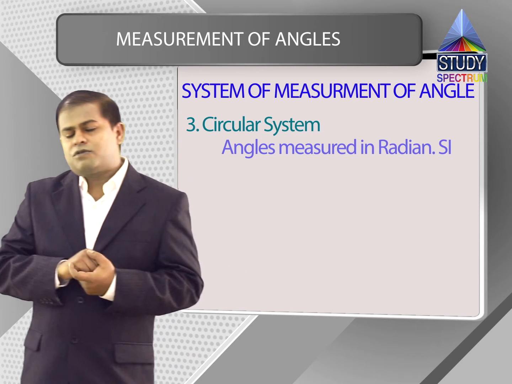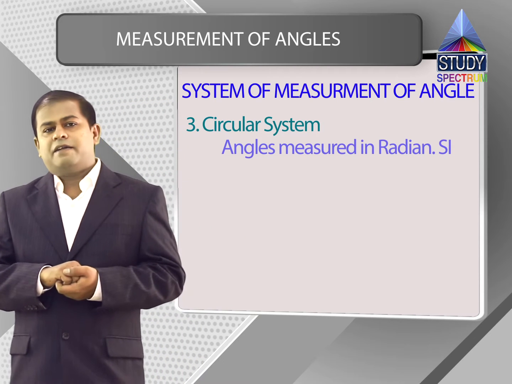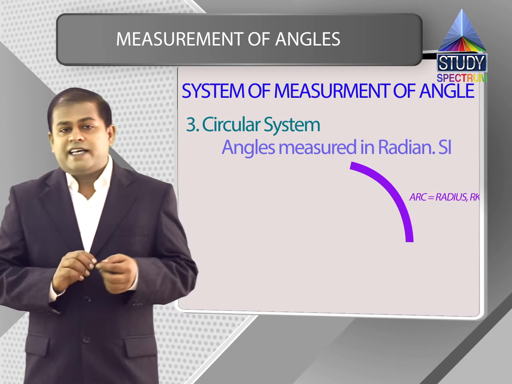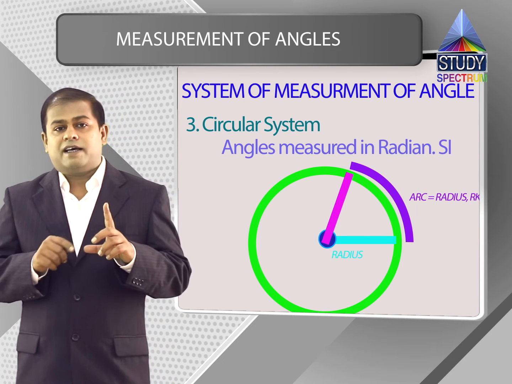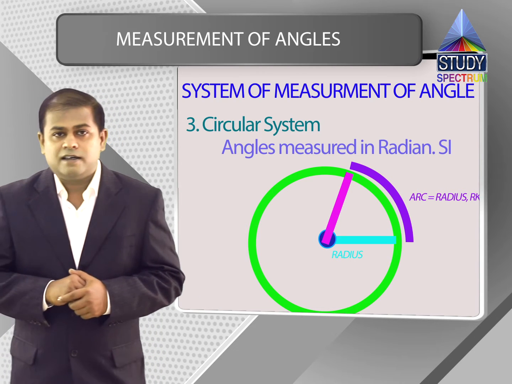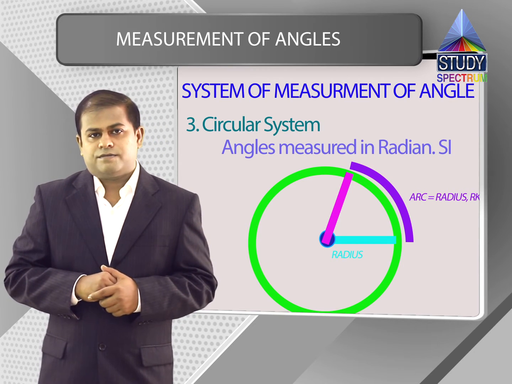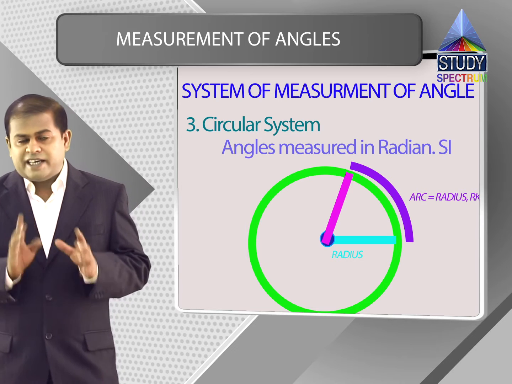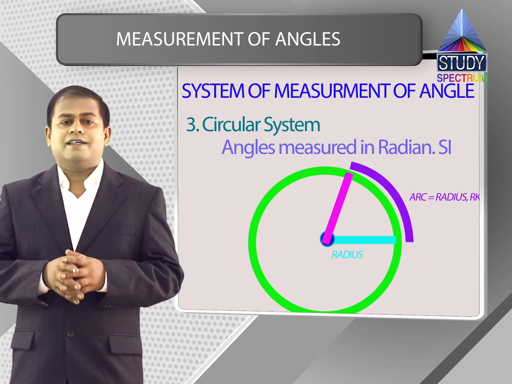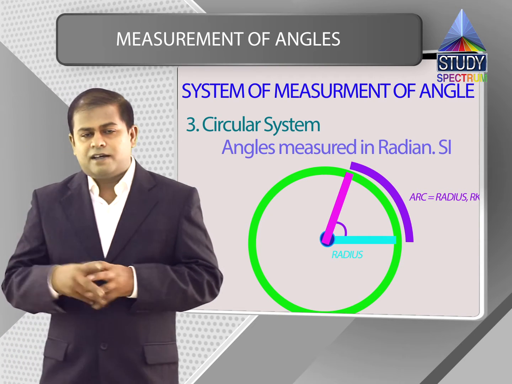Now let's see the background story. From where does this idea come? So the idea of radian measure comes from the fact that the length of the arc intercepted by an angle is directly proportional to the measure of the angle. I'll repeat, the length of arc intercepted by any angle is directly proportional to the measure of the angle. I'll show it to you.